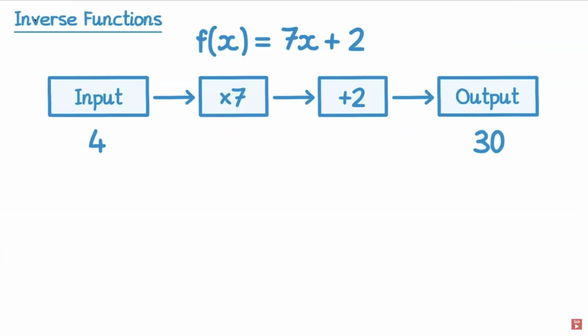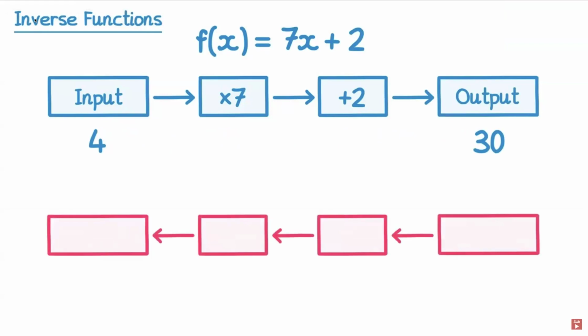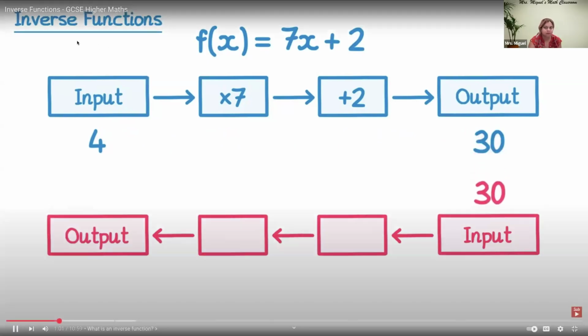When we talk about inverse functions, we're looking for a function that reverses this process. So if we were trying to find the inverse function for this one, we could draw out another function machine, but in reverse. So the input's on the right-hand side and the output's on the left-hand side. So we need to try and create a function where we start with 30, but we end up at 4.